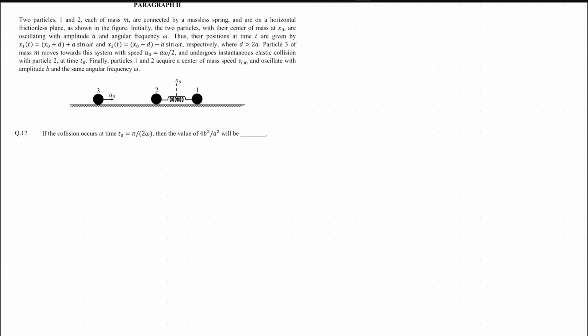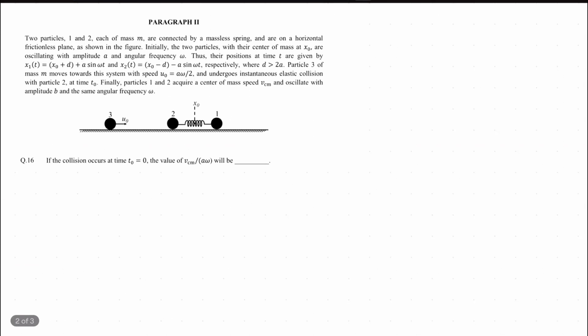This is a question of JEE Advanced 2024 paper 2, question number 16. In this question, they have given that there are two particles 1 and 2, connected by a spring, and they are doing oscillatory motion, SHM, and these are the equations for their displacement.